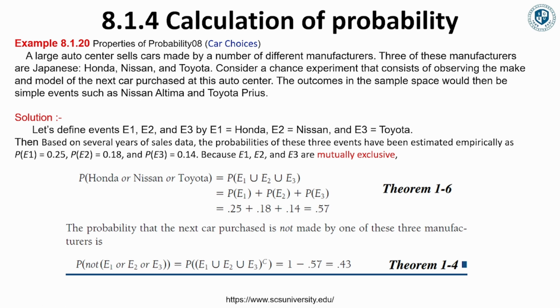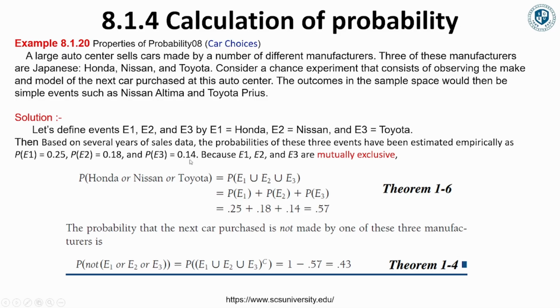Solution: let's define events E1, E2, and E3 by E1 is Honda, E2 is Nissan, and E3 is Toyota. Then, based on several years of sales data, the probabilities of these three events have been estimated empirically as probability of E1 equals 0.25, probability of E2 equals 0.18, and probability of E3 equals 0.14.